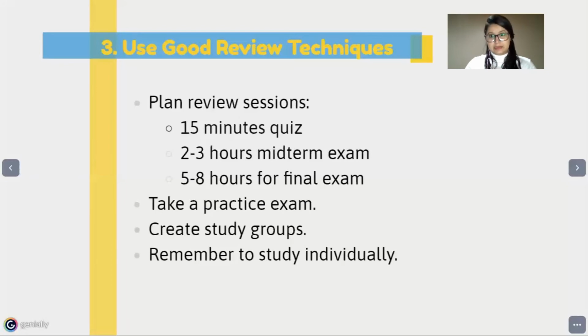Use good review techniques. So students have to plan review sessions and they have to take into consideration the type of assessment they are preparing for. For example, if they are preparing for a quiz, they have to review for 15 minutes and this time is weekly. And also, if they have to prepare for a midterm exam, they have to review for 2 to 3 hours weekly again. And then if they have to prepare for a final exam, they have to review for 5 to 8 hours.